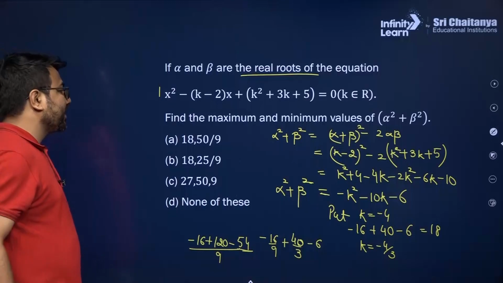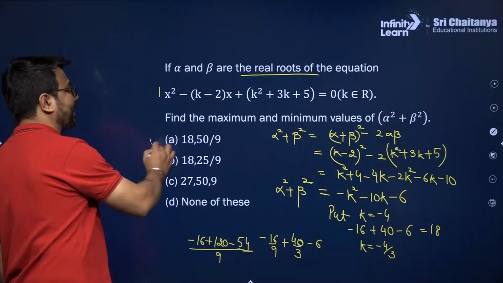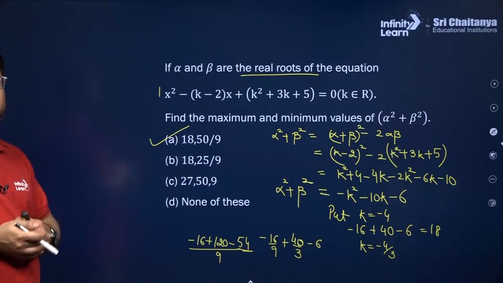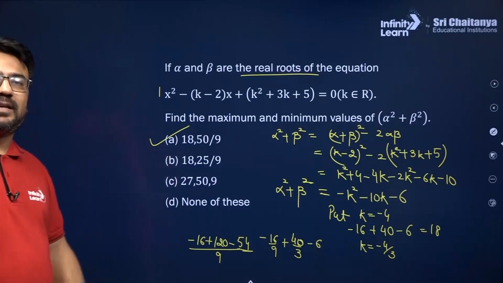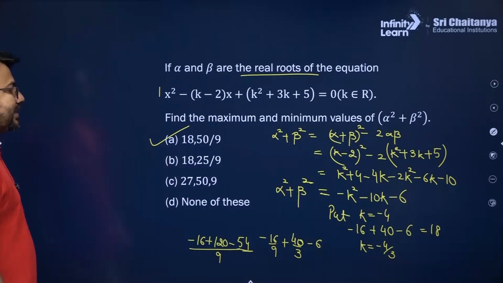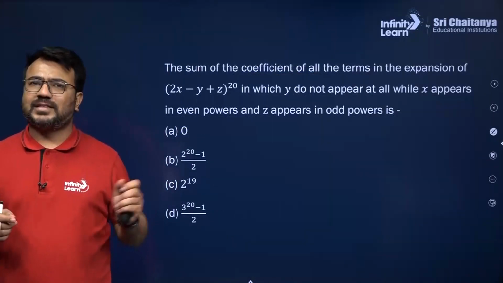50 over 9. So 18 to 50 over 9 is given to us in option A. That is why option A will be the final answer. I hope you are able to understand this. Now let us start with this question.